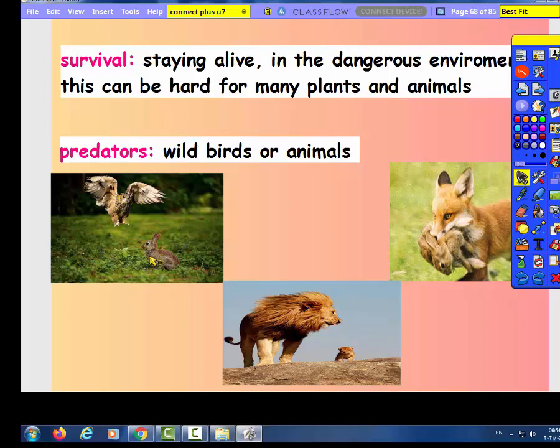So rabbits have a lot of predators, and these long ears help the rabbit to stay alive. So long ears are very important for rabbit survival because they can hear well with these ears to hide from predators. So survival means staying alive. A predator means a wild bird or animal that can hunt and eat.